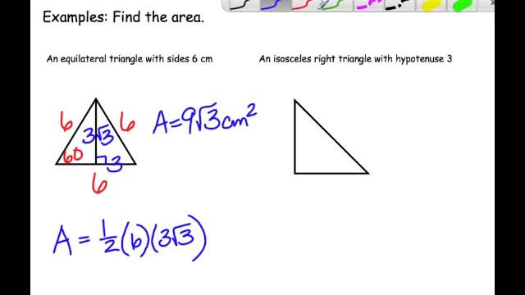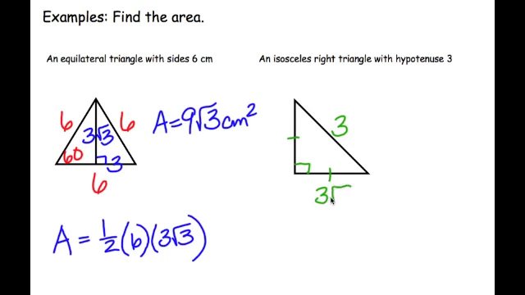Next one, an isosceles right triangle, the hypotenuse is 3. So using our 45, 45, 90 degree triangle, the base and the height are both going to be the same, 3 square root of 2 over 2. So multiply it together, area is equal to 1/2 the base times the height. But I'm going to write down 3 square root of 2 over 2 squared, since they're exactly the same. But you could multiply it all out. And we get the answer to be 9/4.